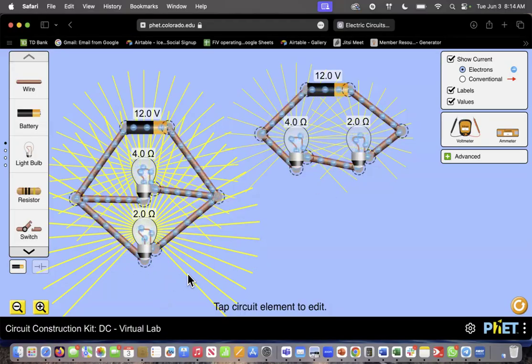So why is it that they're so different? And then how can we use the terms of voltage, current, and resistance, and by the way, power, to describe why they look different? So we can see that the rays of light are supposed to indicate how bright they are, and brightness is going to correspond to power.